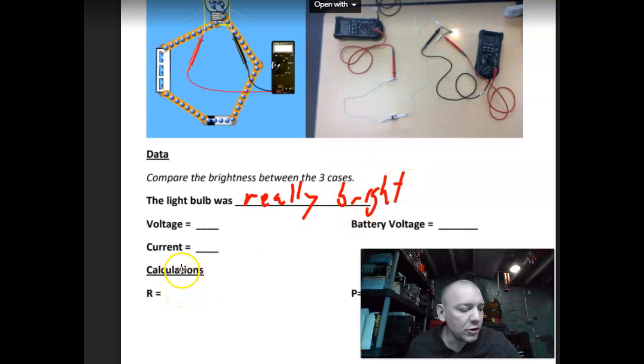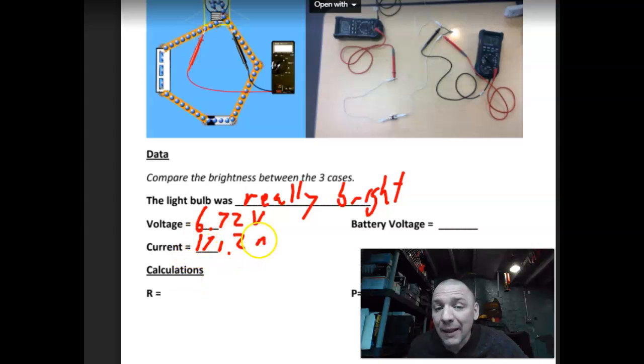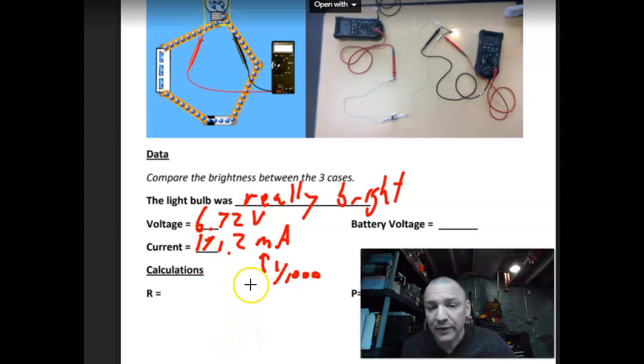And then we need the voltage and current. For the first one, if we look at those values, the voltage was 6.72 volts, and the current was 171.2 milliamps. This milli is going to be important because it means one thousandth. We can't just put 171.2 in. We need to remember that it's in thousandths of amps.